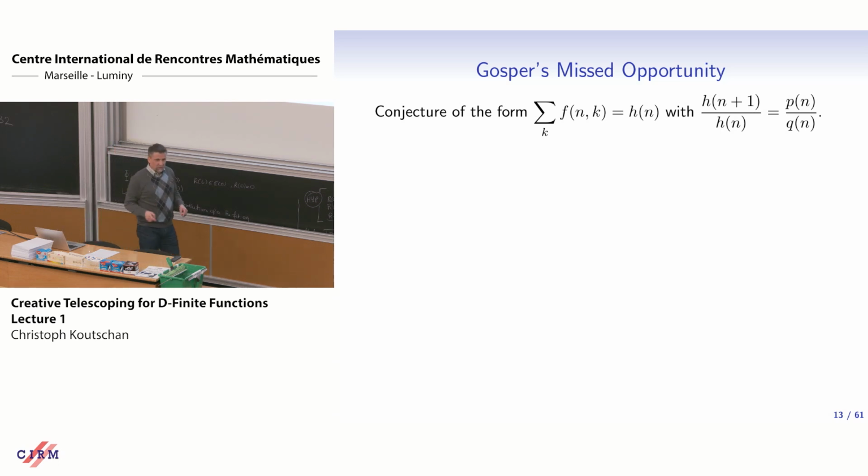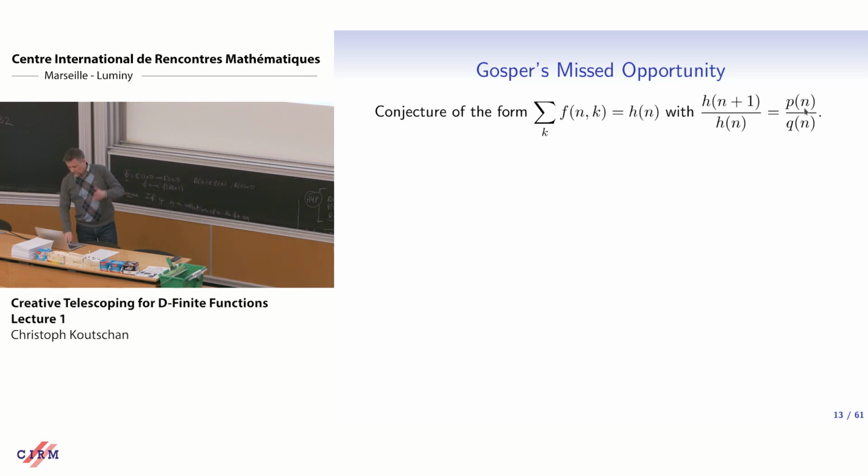Okay, and before I go into Zeilberger's algorithm, I should tell you that actually Gosper's algorithm could have solved such problems, but somehow he missed this opportunity. So let's assume we have a summation of a bivariate term, f of n k, and let's assume that this evaluates to some hypergeometric term h of n, like what we have seen in the example. Sum of binomial n choose k is 2 to the n. 2 to the n is a very simple hypergeometric term.